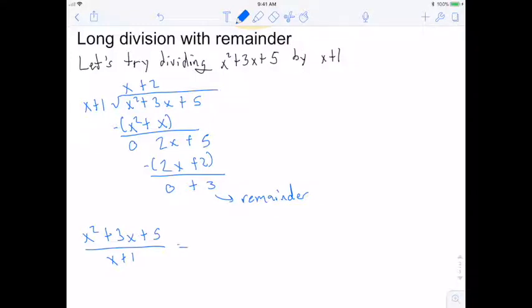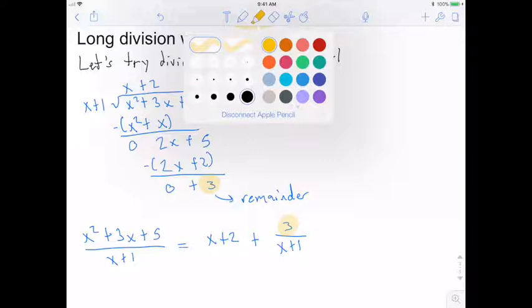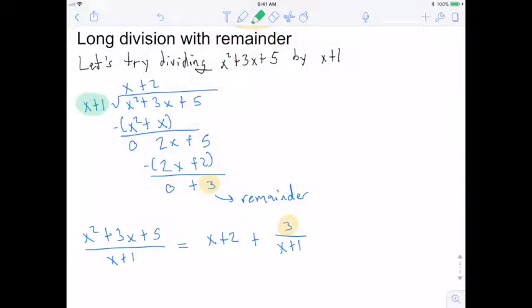So how we write this is we say that x squared plus 3x plus 5 divided by x plus 1 is equal to x plus 2 plus 3 divided by x plus 1. We can't simplify that term anymore, so we just simply leave it alone. And the 3 is on top because that's our remainder. And the x plus 1 is on bottom because that's our divisor.